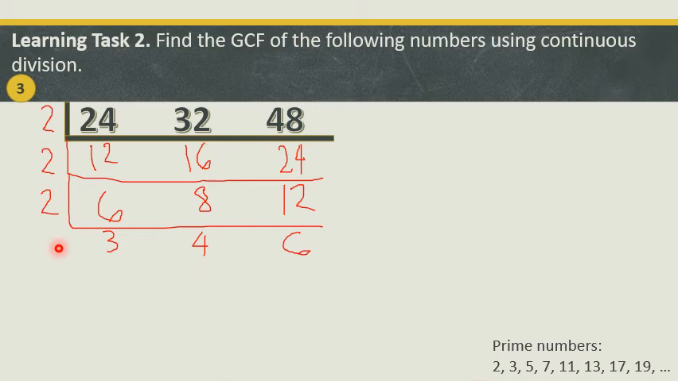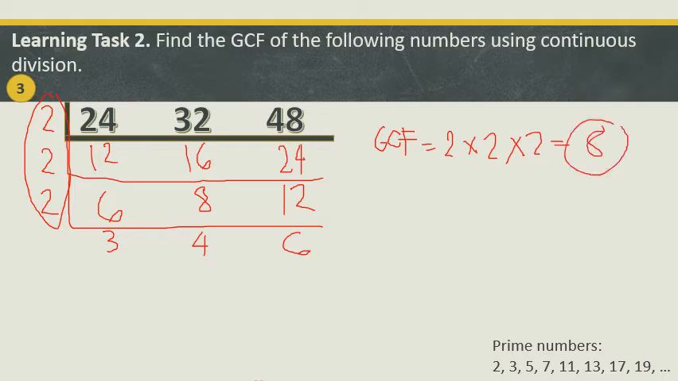So, ito na lang po ang ating ipag-multiply para makuha ang GCF. So, GCF equals 2 times 2 times 2 equals 8. So, ito po ang greatest common factor ng 24, 32, and 48.